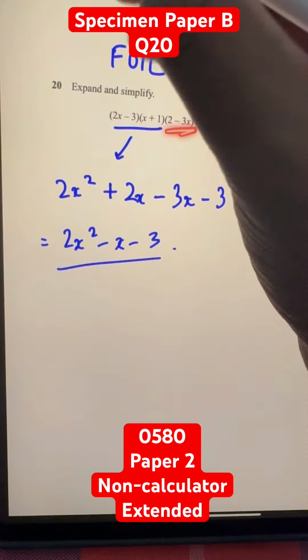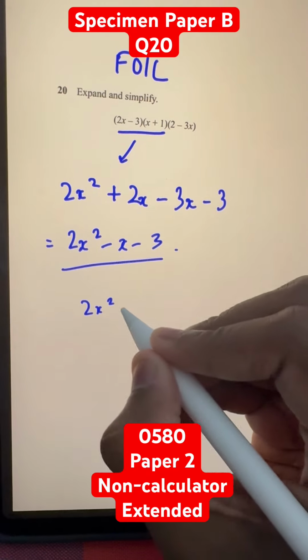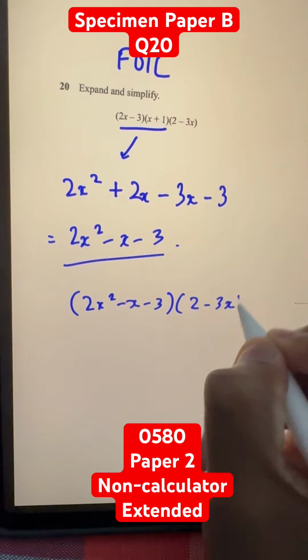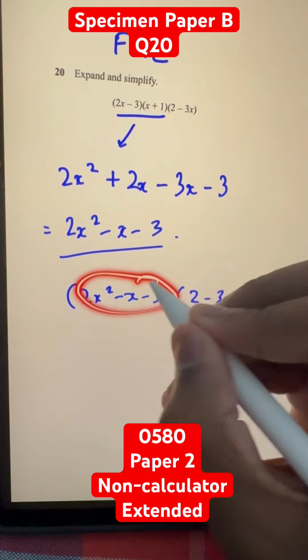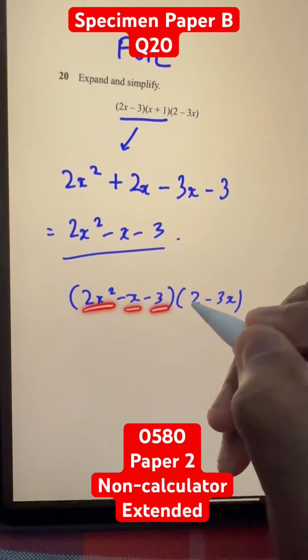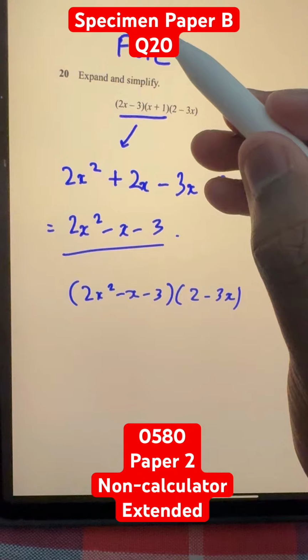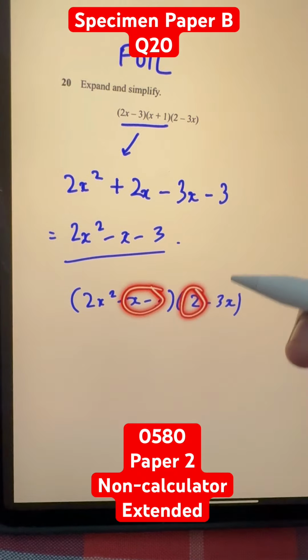Now let's multiply this times the third bracket here. So 2x squared minus x minus 3 times 2 minus 3x. Over here, we cannot use the FOIL method because this bracket has three terms in it, the x squared, x, and constant term. So we cannot use FOIL because, let's say we take inside. Which one are we going to take for inside element? We cannot take this together, right?